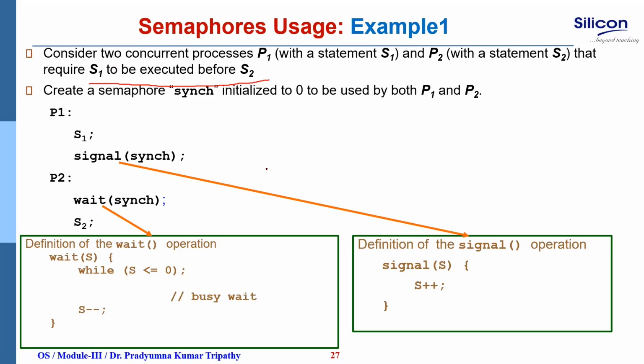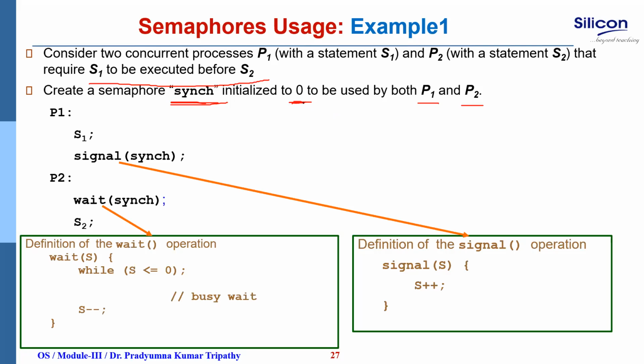Suppose we have taken a binary semaphore sync. You can give any name over here. Binary semaphore sync is initialized to 0, and this is to be used by P1 and P2. It is given. The default value of a binary semaphore is actually 1, but here it is explicitly given that it is initialized to 0.